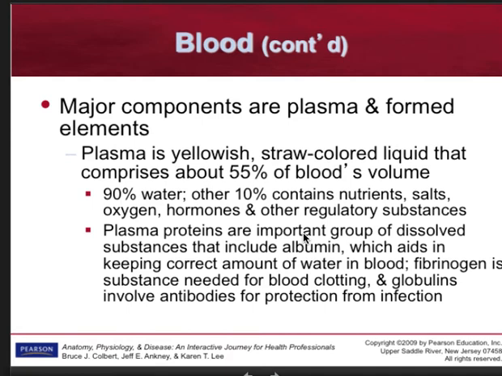And the plasma proteins are an important group of dissolved substances that include albumin. This aids in keeping the correct amount of water in the blood, primarily through its osmotic activity. Fibrinogen is needed for blood clotting, and globulins involve antibodies for protection from infection. Those are the magic bullets I was referencing earlier.